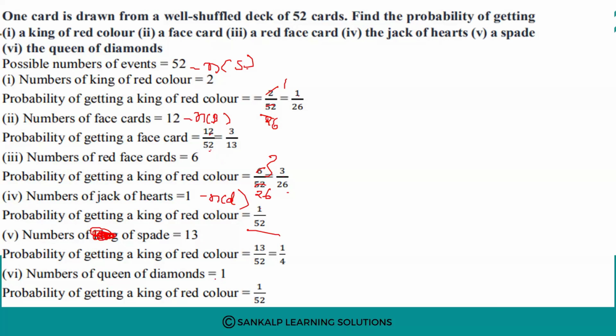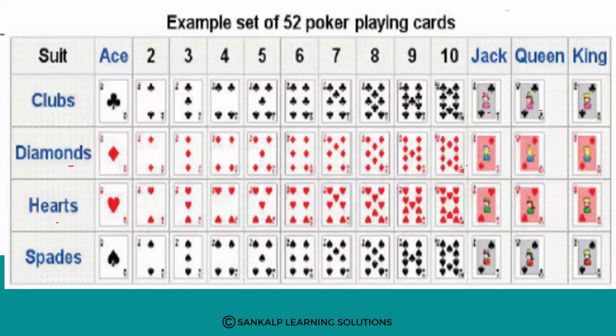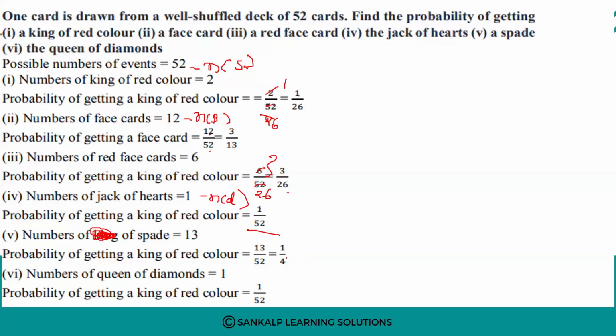Number of queens of diamond. So how many queens do you have in the diamond cards? This is diamond, only one queen is there. Therefore 1 divided by 52 is the probability of getting the queen of diamond.